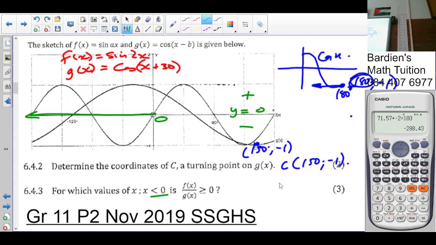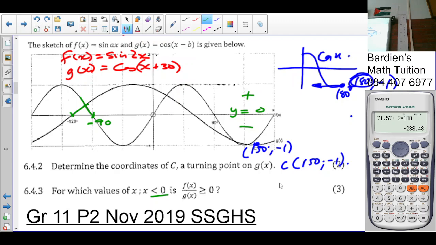What do you notice about the graph from negative 180 to 120? One is positive, one is negative. So I'm not interested in that. However, if I look from 120 to this point, which is negative 90, what do you notice? Both are positive. So that's what I want. Can you see that, people?